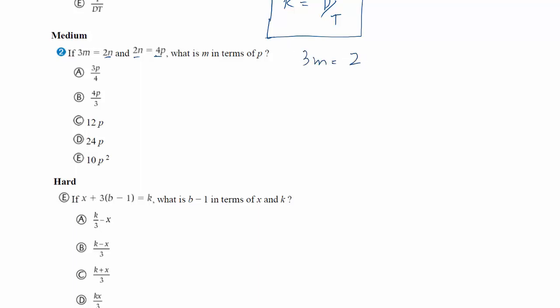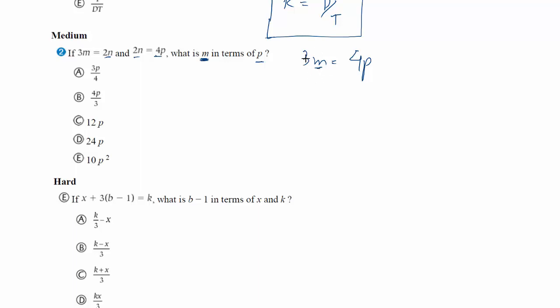3m equals 2n, but you don't need to keep 2n because you're calculating m in terms of p, so you have to eliminate 2n. You know that 2n is 4p, so instead of 2n you can write 4p directly. Now we have to calculate m, right? So we have to calculate m here.